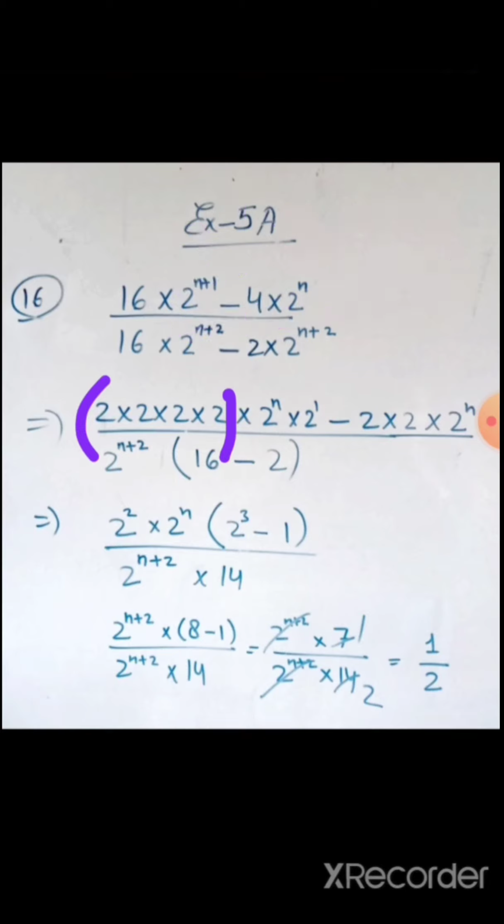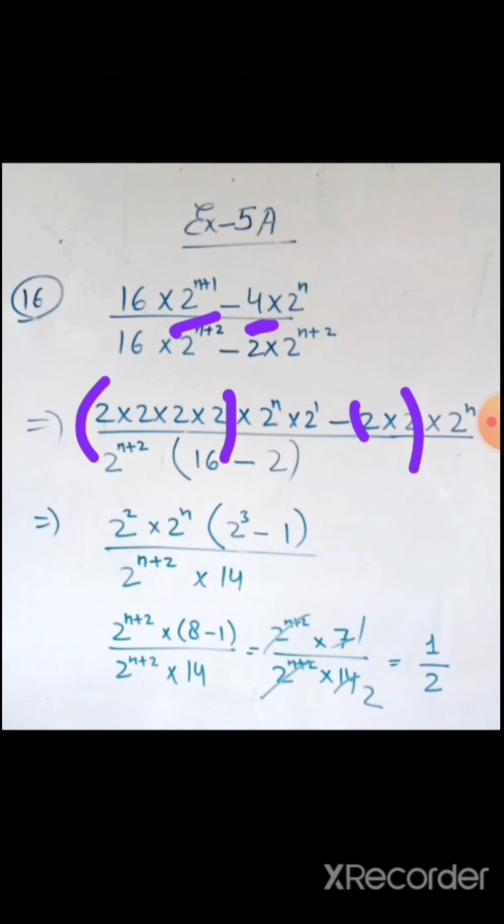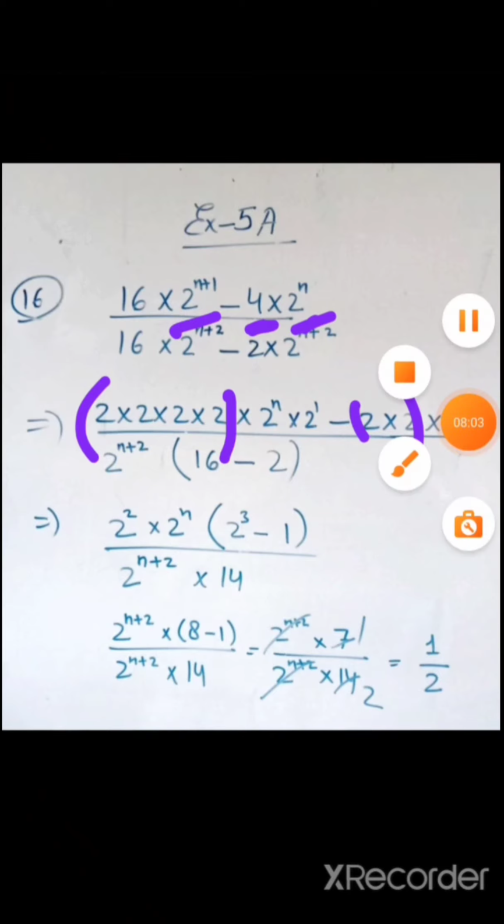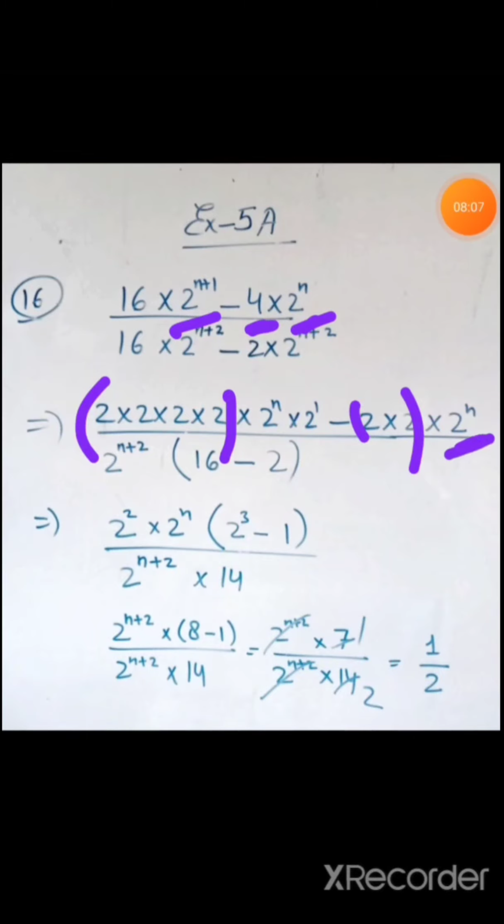In place of 2 raised to the power n plus 1, we are writing 2 raised to the power n into 2 raised to the power 1. We have written separately here. And 4 means 2 into 2. This is 2 into 2. And see 2 raised to the power n, it is written here, same it is written here. Now see the denominator.